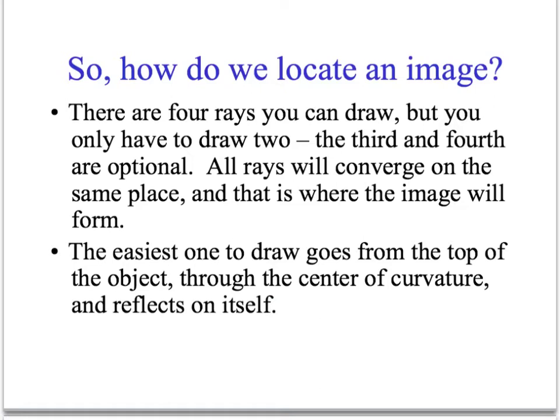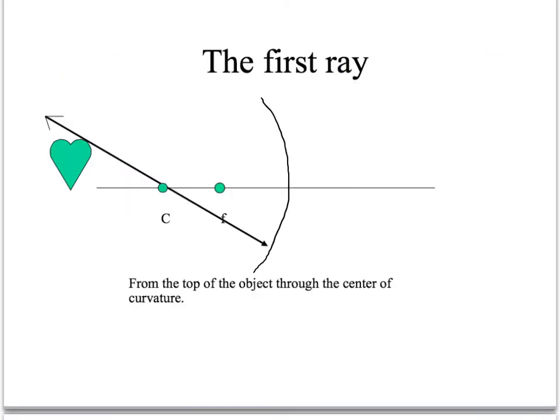So the easiest one to draw goes from the top of the object through the center of curvature and reflects on itself. So here's our object. Our object's a little heart today. It goes from the top of the object through the center of curvature. And it turns out it's really coming in right on the normal, because here's our line tangent, and here would be our normal. So if it goes in on the normal, it comes out on the normal. So it's going to bounce back on itself. So from the top of the object through the center of curvature, notice that there are arrowheads on both ends of that.